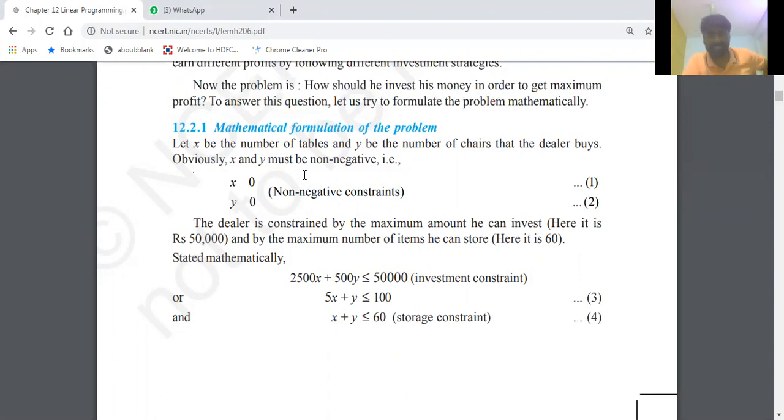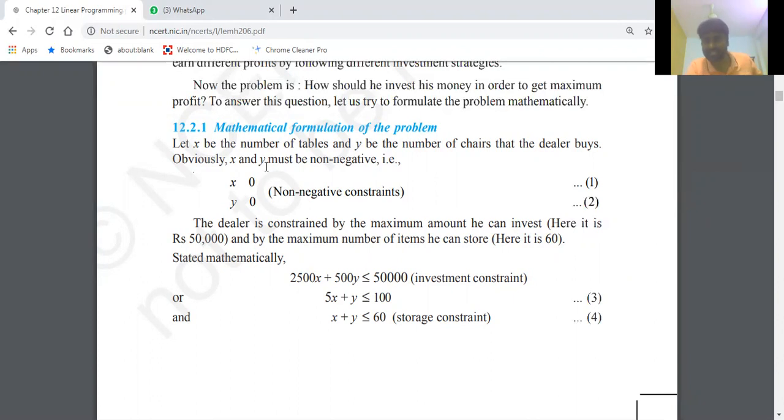Let x be the number of tables, y be the number of chairs, as we have two different types of items, tables and chairs. Number of tables should be taken as x, number of chairs should be taken as y. After that, obviously some number of tables and chairs will be there. That cannot be negative now, correct or not? Some number of chairs, some number of tables you will purchase. That cannot be negative.